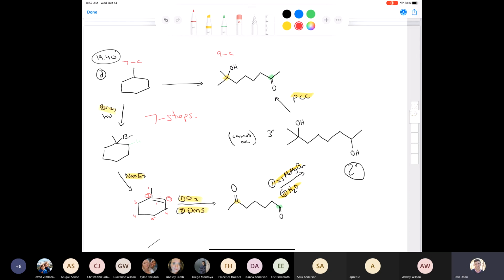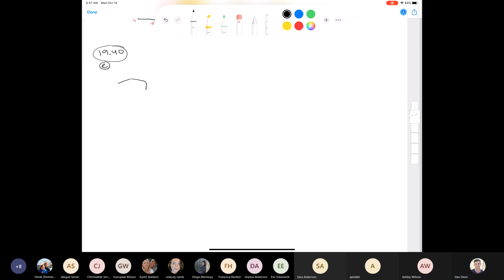Let's try another one where we make a Schiff base. This is 19.40E. Would you like me to give you a few minutes to look at this one after I write it down? 19.40E. Okay, cool. No problem. So we're starting with this compound, methylene cyclohexane, and we're going to make this compound.